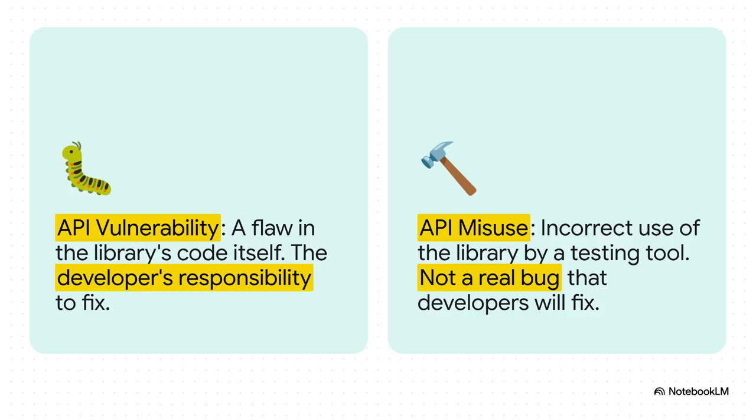But here's where it gets kind of tricky. A crash doesn't always mean you found a real bug. See, there's a huge difference between a genuine API vulnerability and something called API misuse. API misuse is basically the testing tool using the library the wrong way. Think of it like this. If you use a screwdriver as a hammer and hurt your thumb, you can't really blame the screwdriver company, right? This difference is absolutely crucial for developers who need to be fixing real flaws, not chasing down a bunch of false alarms caused by their own tools.